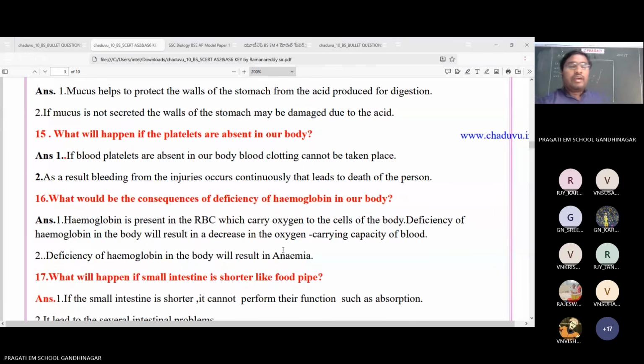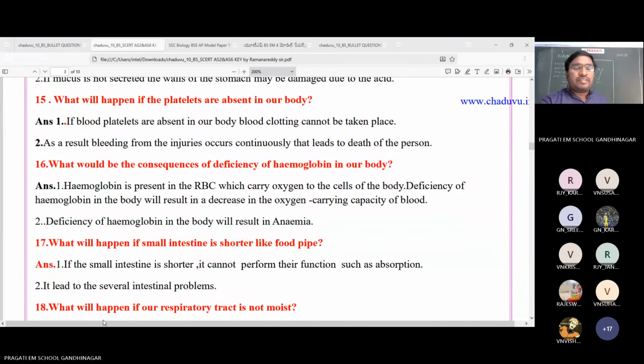Next one, platelets. What will happen if the platelets are absent in our body? What is the main function of platelets, children? Blood clotting; they can initiate the blood clotting process. If blood platelets are absent in our body, blood clotting cannot take place. As a result, bleeding from injuries occurs continuously, which leads to the death of a person.